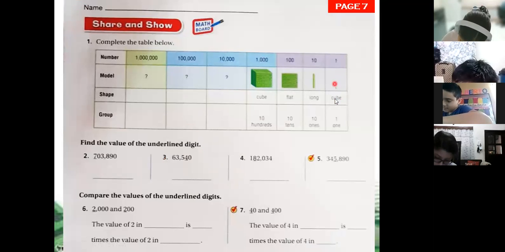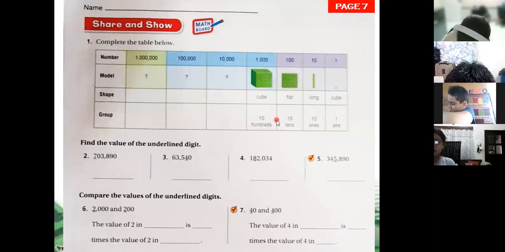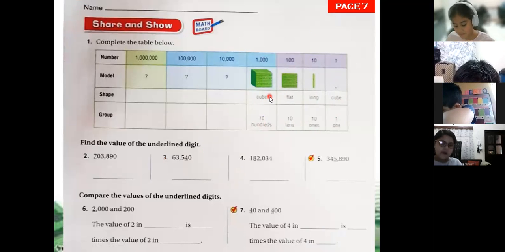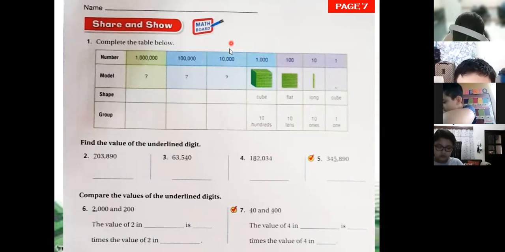Remember that 1 cube is 1. If we have 10 cubes, it makes a line. If we have 10 tens, it makes a flat. And if we have 10 hundreds, we make a cube. Following this, now we need to know how many thousands we need to make 10 thousands.